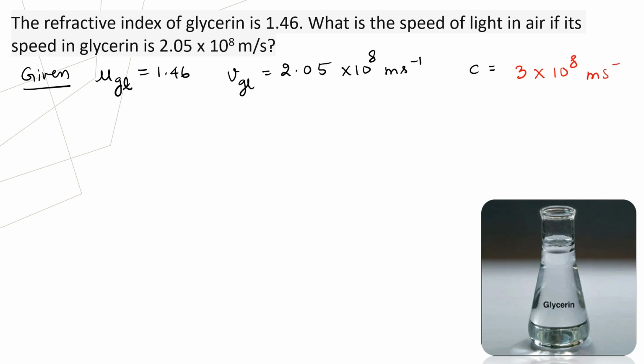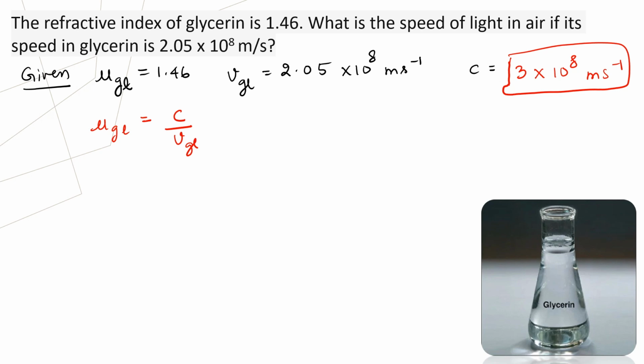This you should know without calculation, but since the question has been asked, we will do the calculation. Our answer will be near this value, that is 3 into 10 power 8. Now let us write the definition of refractive index of glycerin. Refractive index of glycerin will be the ratio of speed of light in air and speed of light in glycerin.